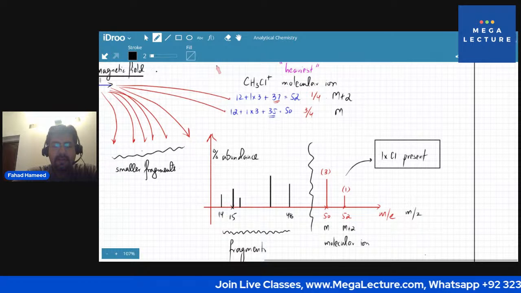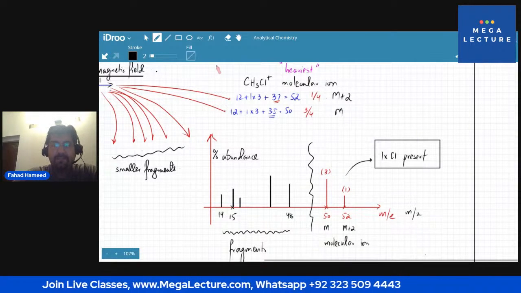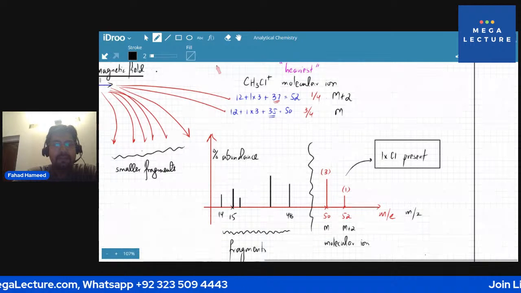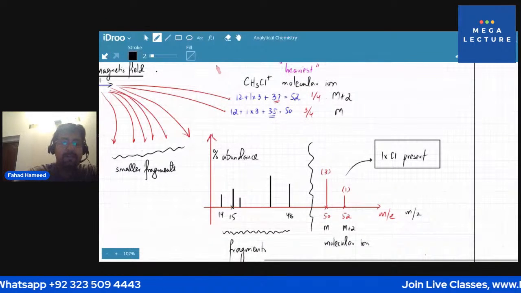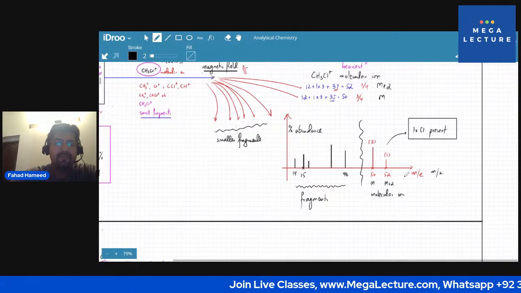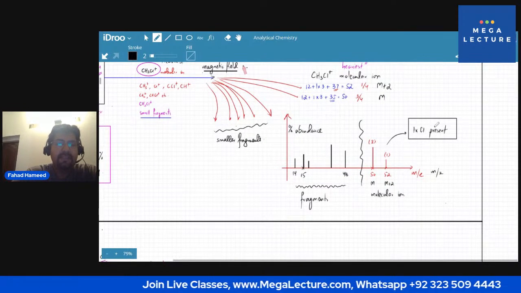So then, moving to the next one, we'll do bromines as well. So let's move to that. But now in the new syllabus, they just talk about M and M plus 2. So we just need to know 1 Cl present.